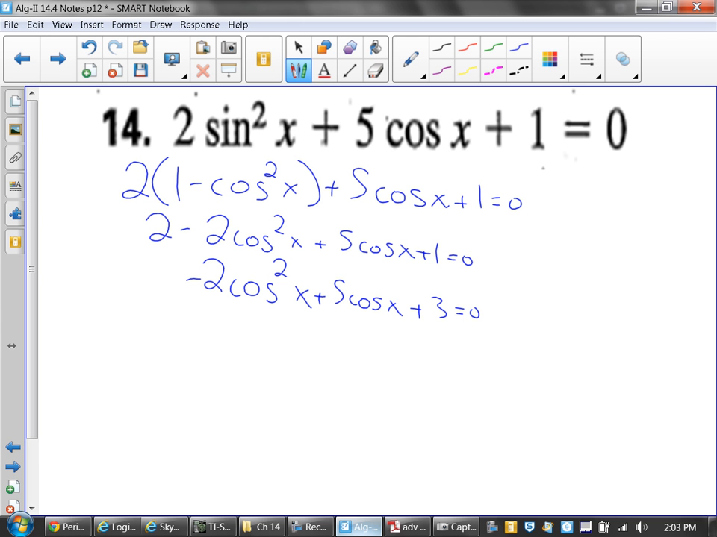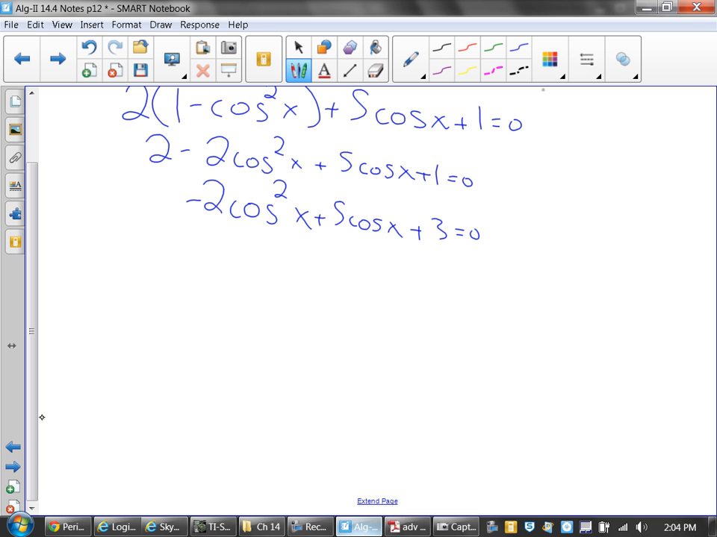In order to make that a positive value of a, I would basically have to move everything from the left-hand side to the right-hand side. Therefore, it changes all of the signs. Everybody agreed on that? It becomes positive, negative, negative. So if I add 2 cosine squared, subtract 5 cosine, subtract 3, I get the following: 2 cosine squared x minus 5 cosine x minus 3 is 0. I'm going to use the trick we call U substitution for the cosine of x.